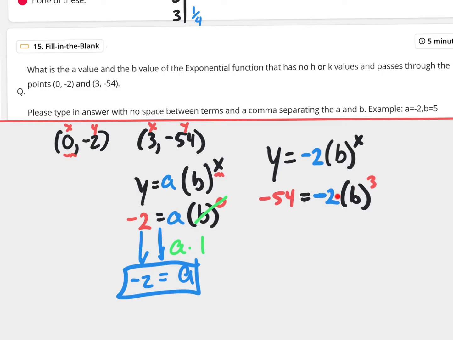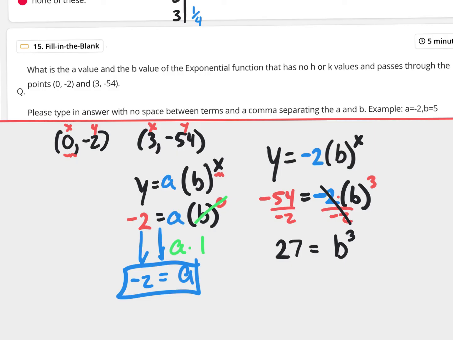You have the multiplication of -2 and you have exponents. Which one do you get rid of first? You get rid of the multiplication first. So let's get rid of that multiplication by dividing by -2, dividing by -2. That will cancel out. You'll have a positive 27 equals b to the third.